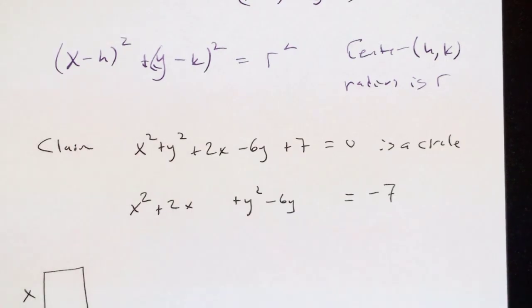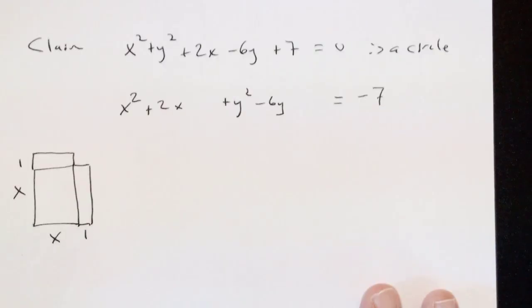I've got two more x's I need to add to this, right? So let's make a little rectangle. That height will be x, that width will be 1. I'll make another one up here.